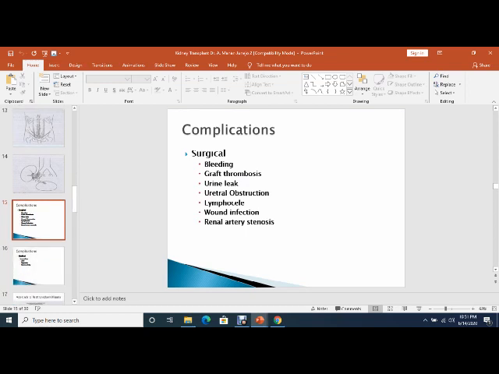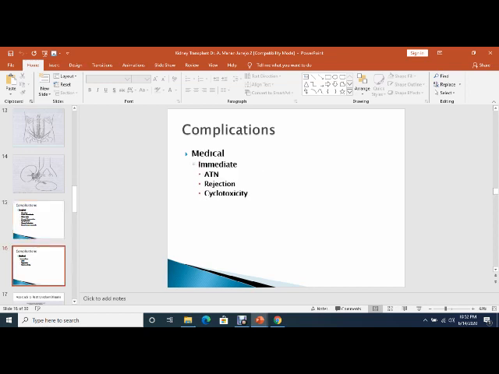So various complications, surgical and medical, can happen, like bleeding, graft thrombosis, urine leak, ureteral obstruction or lymphocele, wound infection, or renal artery stenosis. So these are the surgical complications. Regarding the medical complications, immediate complications are acute tubular necrosis, rejection and cyclosporine toxicity.